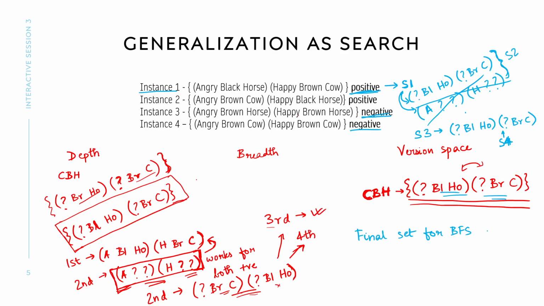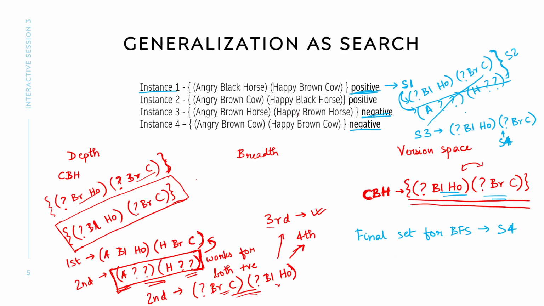So breadth first search is this S4, right? And what this breadth first strategy does is, at the end, it will give you all possible generalizations which work for this particular data set, right?